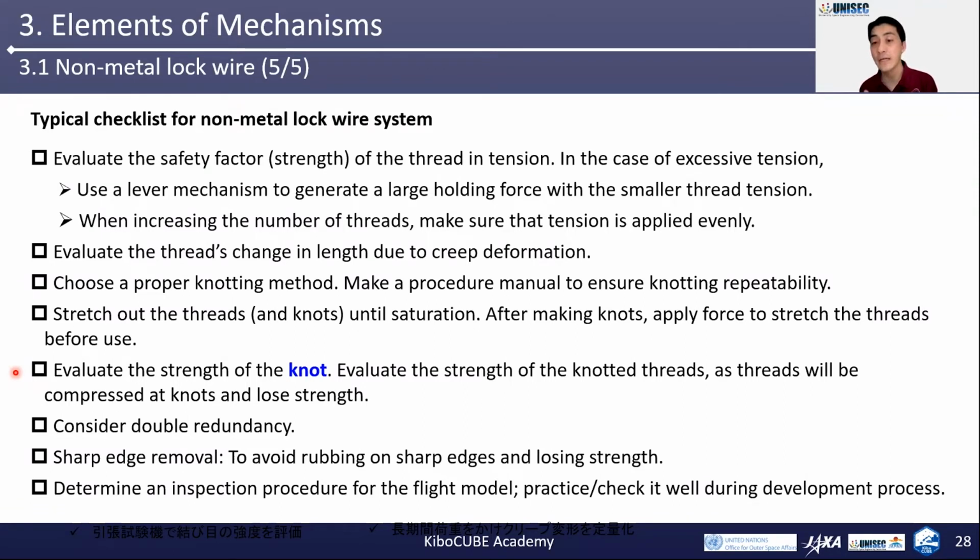Please evaluate the strength of knotted threads, as threads will be complexed at the knots and the strength is significantly reduced there. Please consider the double redundancy of the mechanism. And please remove any sharp edges to avoid the threads rubbing on the sharp edges and losing strength. And finally, please determine the inspection procedure for the flight model and practice the procedure well during the development process.